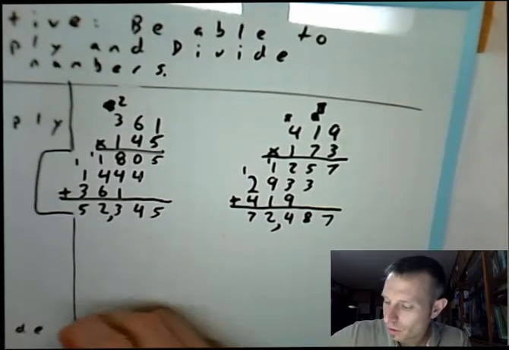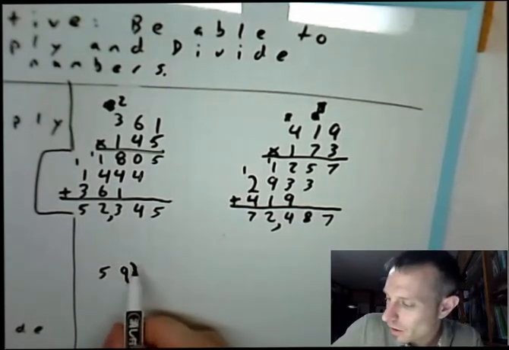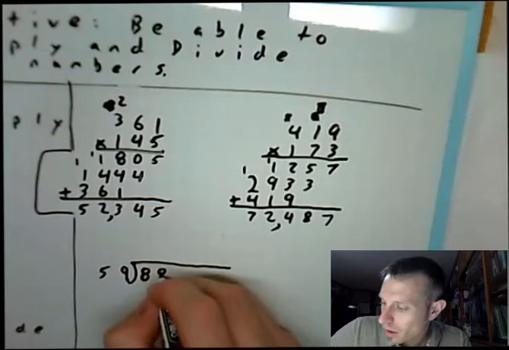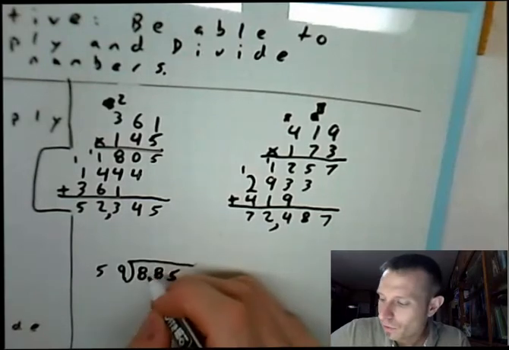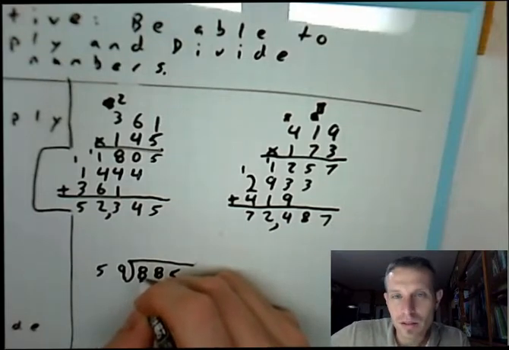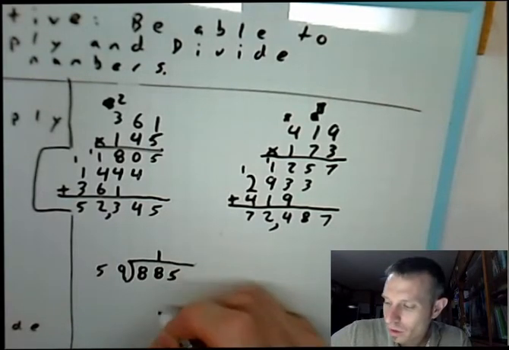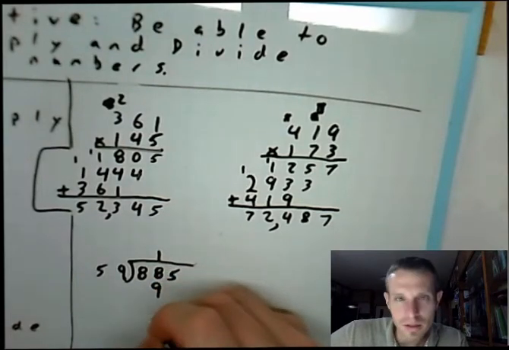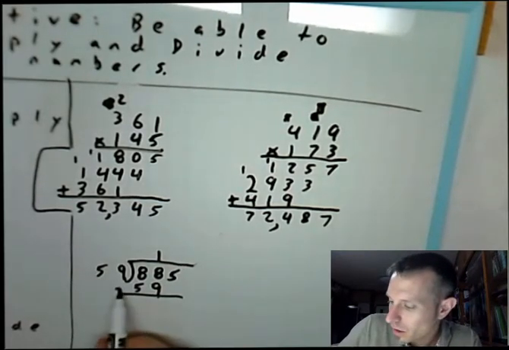Now let's do a couple division problems here. You'll probably remember how to do these as well. For the sake of space, I'll just start up here. We read this as 885 divided by 59. So you remember 59 doesn't go into 8, so we don't put anything here. 59 goes into 88 one time, so we'll put the 1 above the 88. 1 times 9 is 9. 1 times 5 is 5. And you remember we draw this line and subtract.